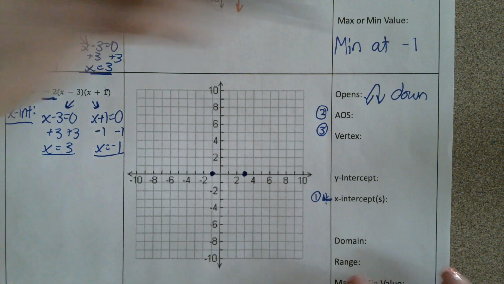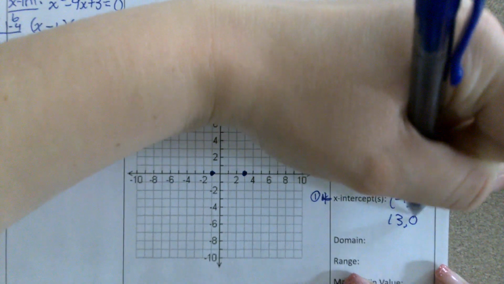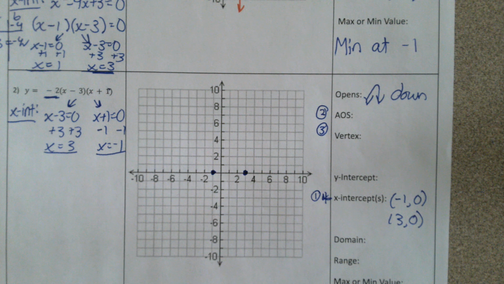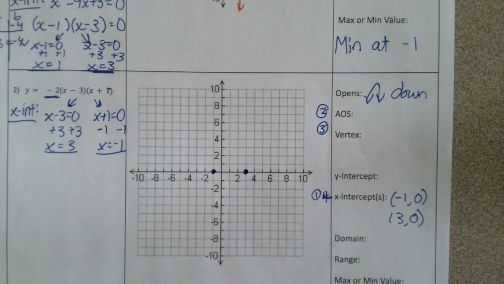Over here, we're going to write them as points. Negative 1, 0, 3, 0. It's the only way you can write them and get the credit. Obviously, if you flip-flop them, that's fine too. Okay. Now, the trick from here is you look at the graph and you find your axis of symmetry.